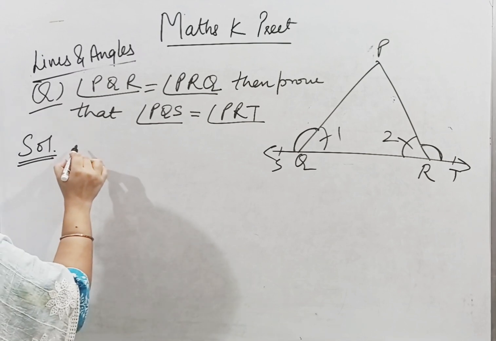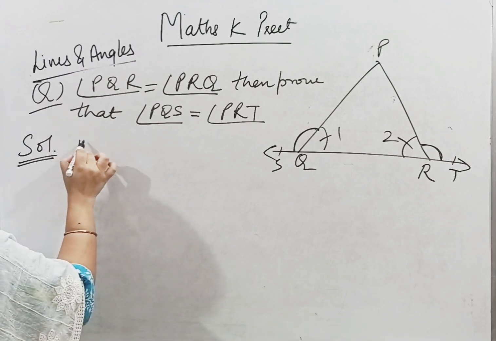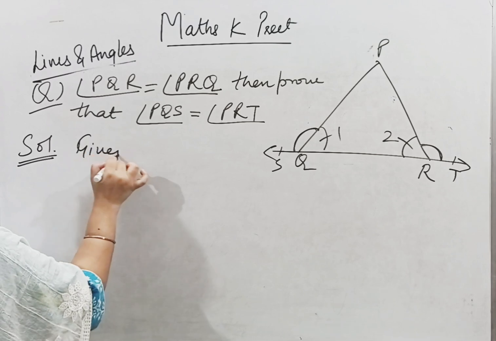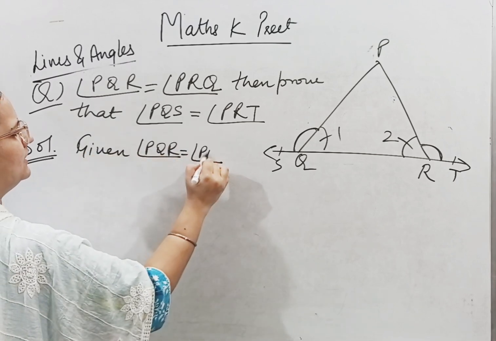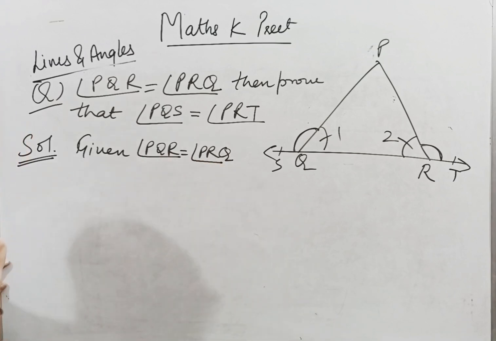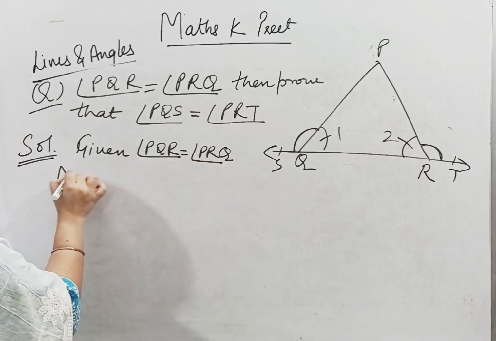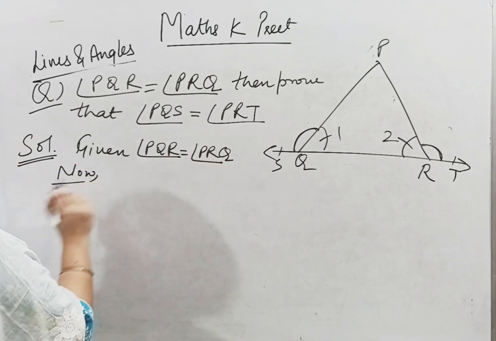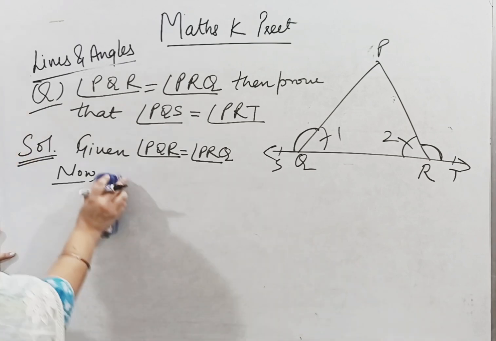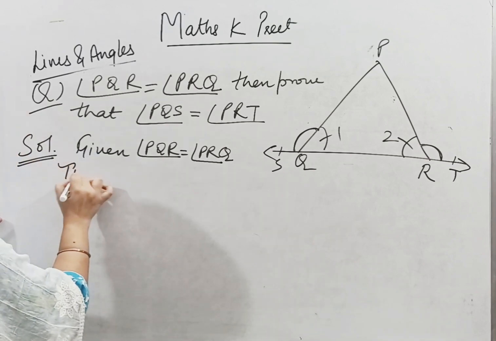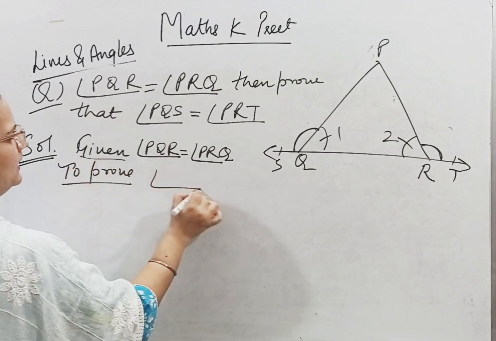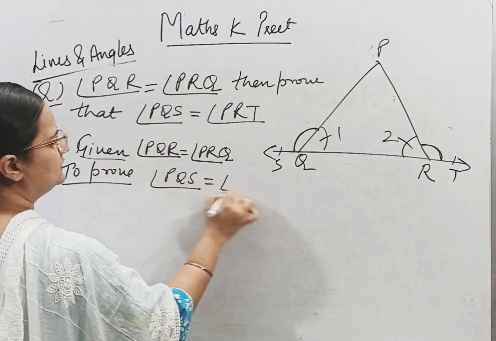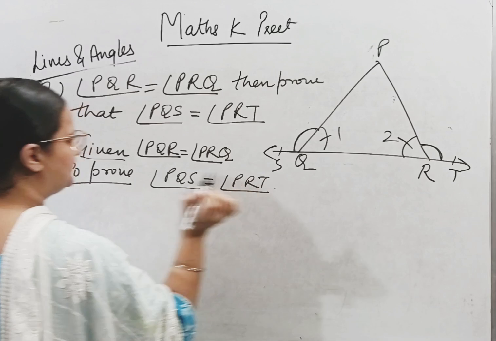So first we will write what is given. Given angle PQR is equal to angle PRQ. This is given to us. Now what we have to show, we will write in the solution. To prove, angle PQS is equal to PRT. Now let's proceed.